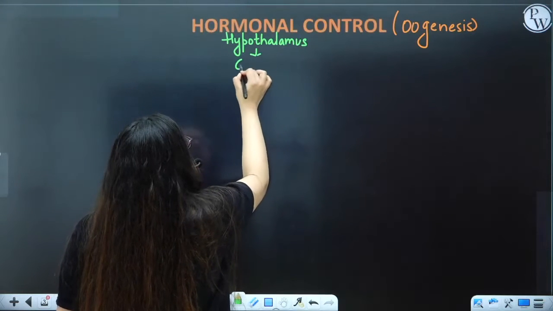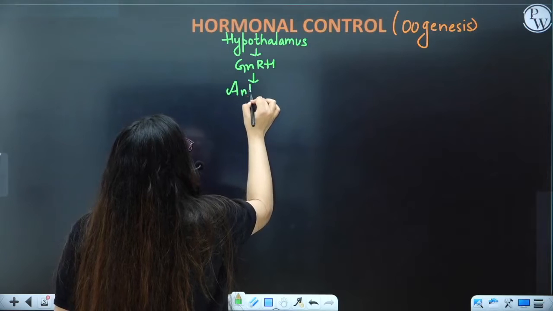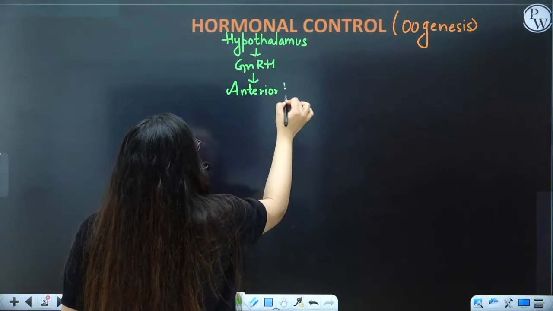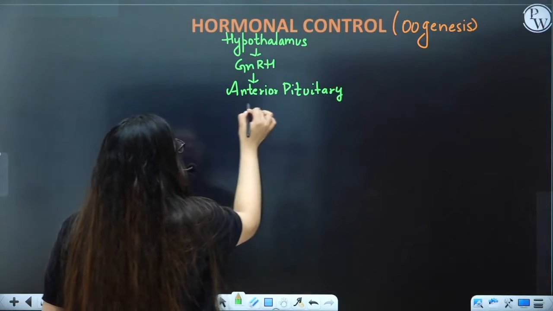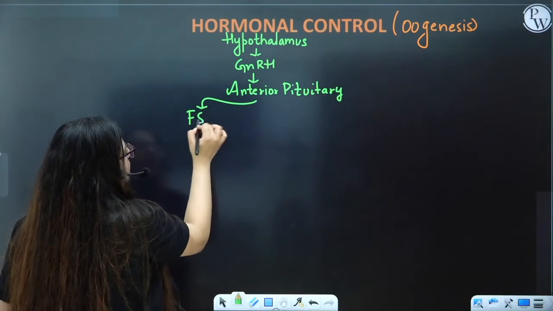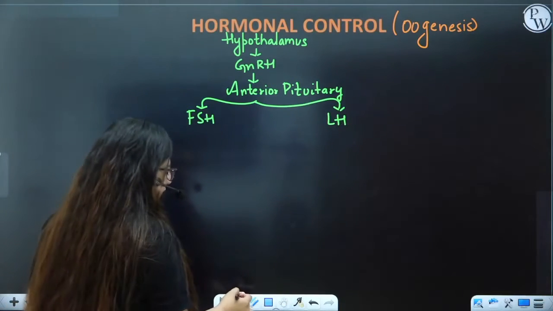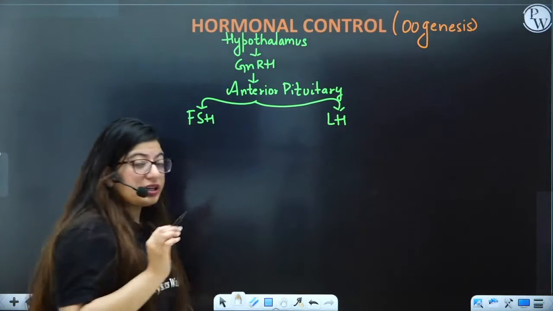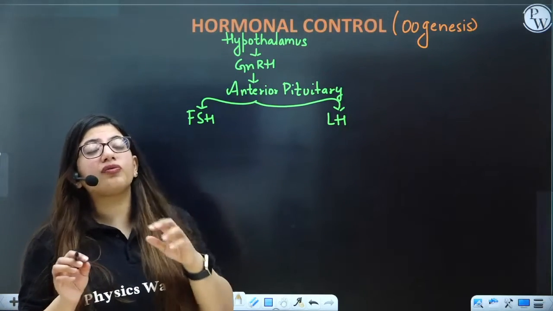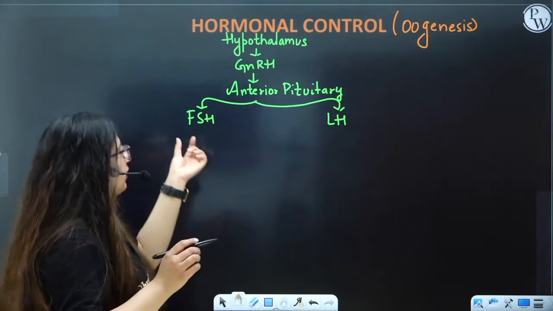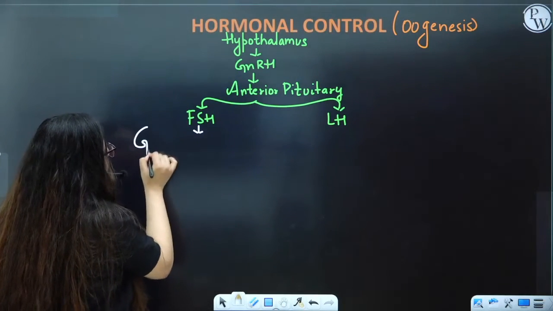Hypothalamus, as you know, will produce GnRH, and GnRH will go to the anterior pituitary. This is similar in male as well as in female. Again, the next step is similar. The anterior pituitary will produce FSH as well as LH. As we have discussed previously, FSH, which is follicle stimulating hormone, helps in the growth of ovarian follicle. So, whenever there is a high concentration of FSH, there will be growth of ovarian follicle.